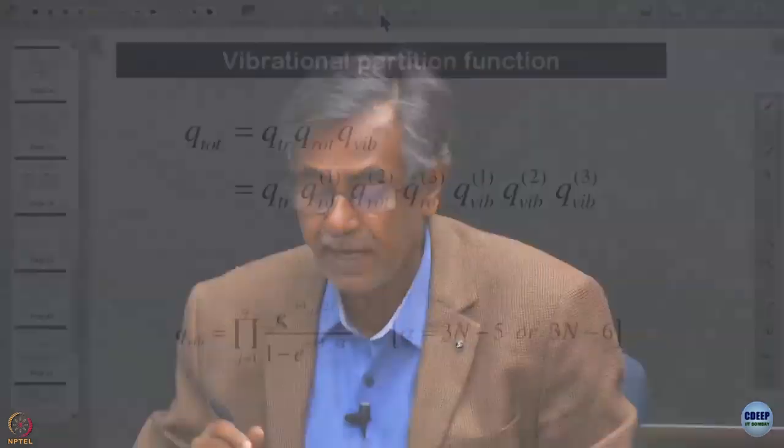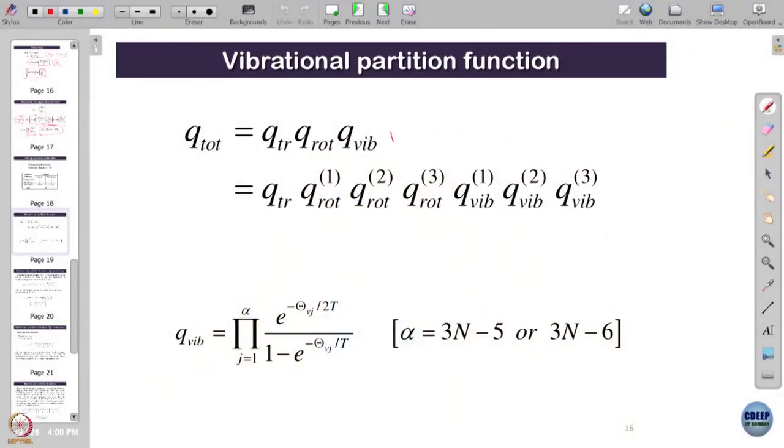So then I can write the partition function as a product of 3, as we already discussed, that it is translation. This is a molecular partition function. The molecular partition function, small q, is my notation for the molecular degrees of freedom, and capital Q is my notation for the partition function of the n particle system. So, then this is q translation, q rotation and q vibration.